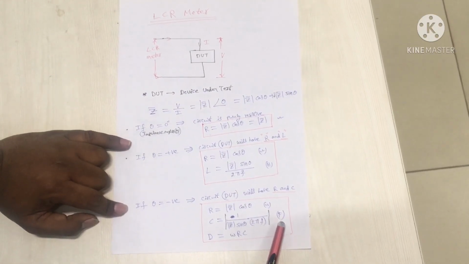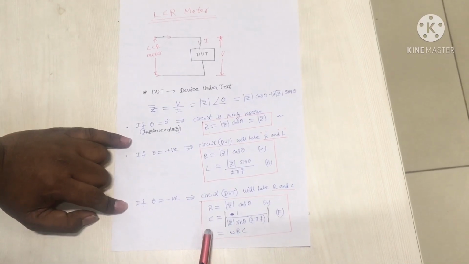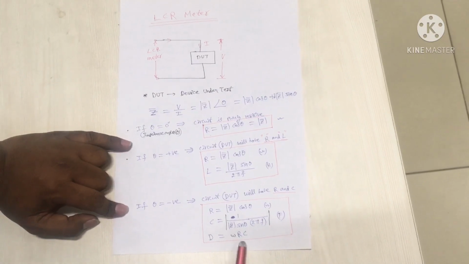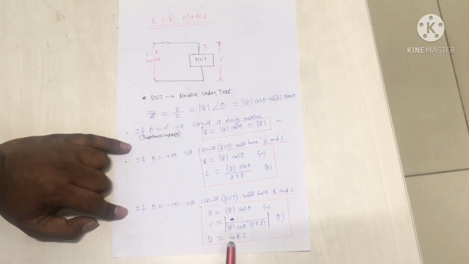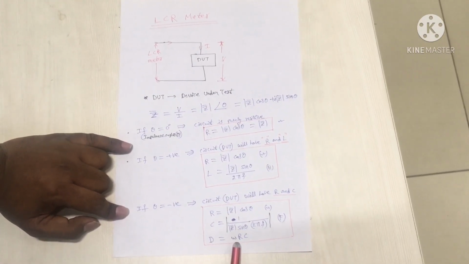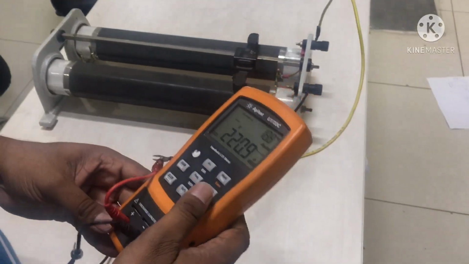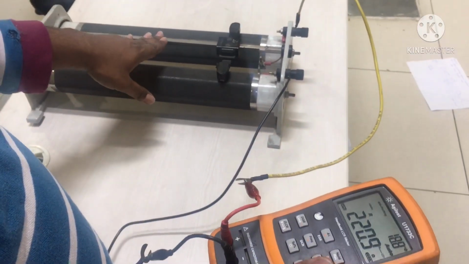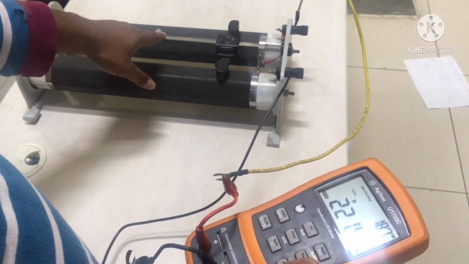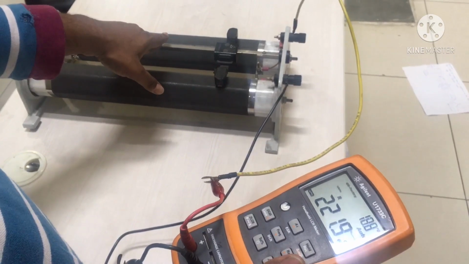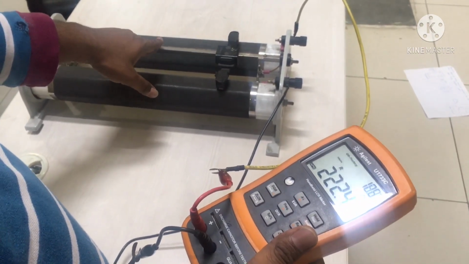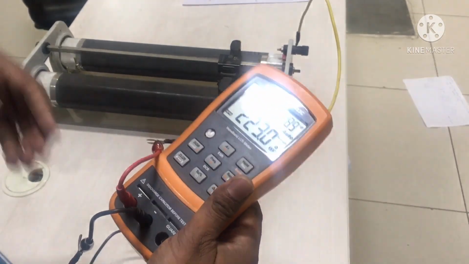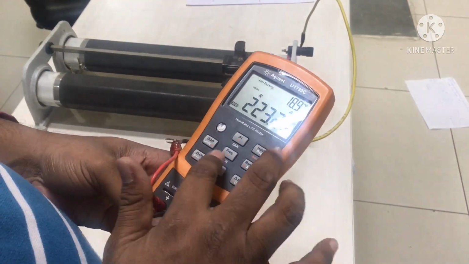The unit for capacitance is farad, and from the R and C values we can find the dissipation factor, which is equal to omega RC, where omega is 2 pi into f. We have connected this LCR meter across the rheostat, which means here the rheostat is the DUT. For this rheostat we are going to measure the resistance and inductance at different values of frequency.